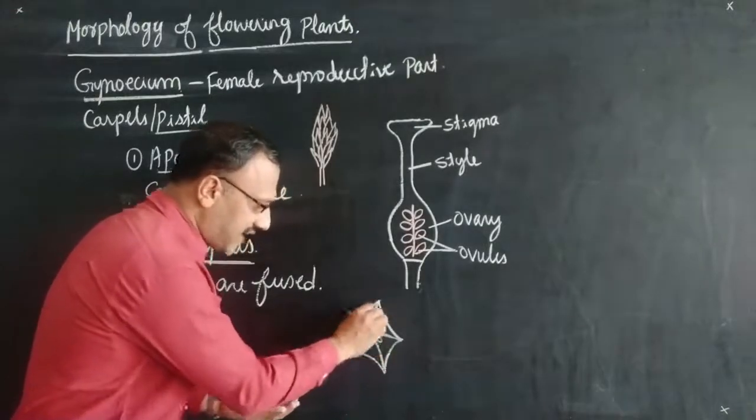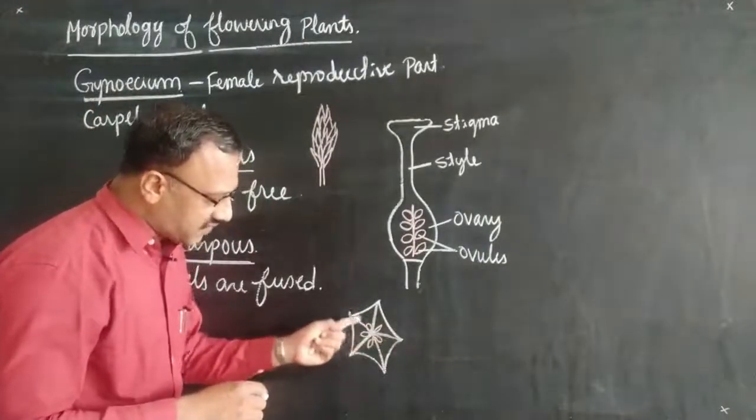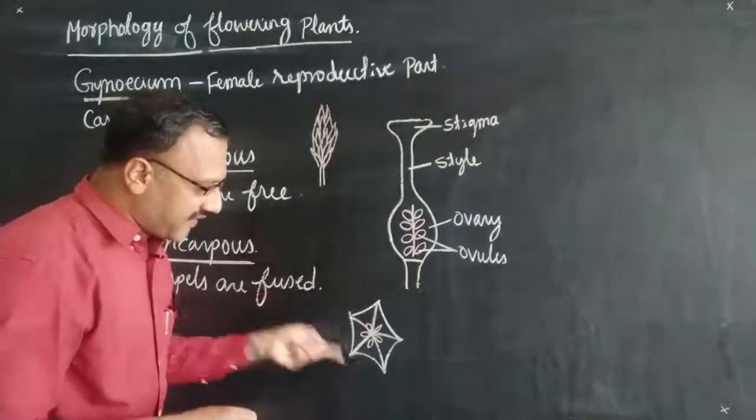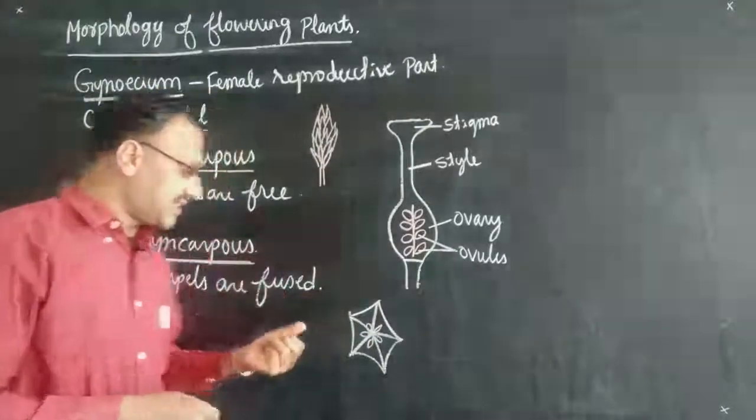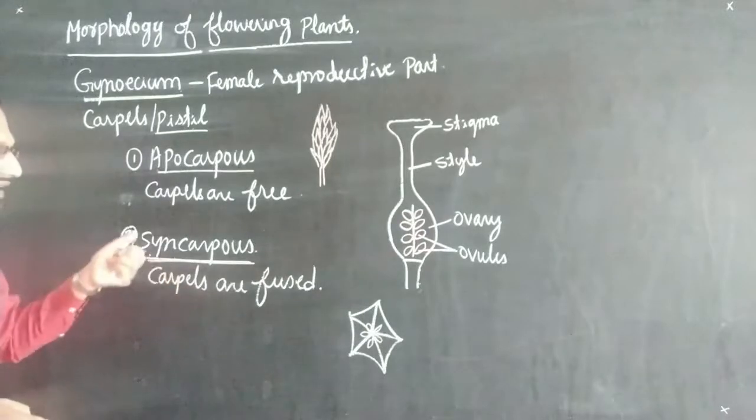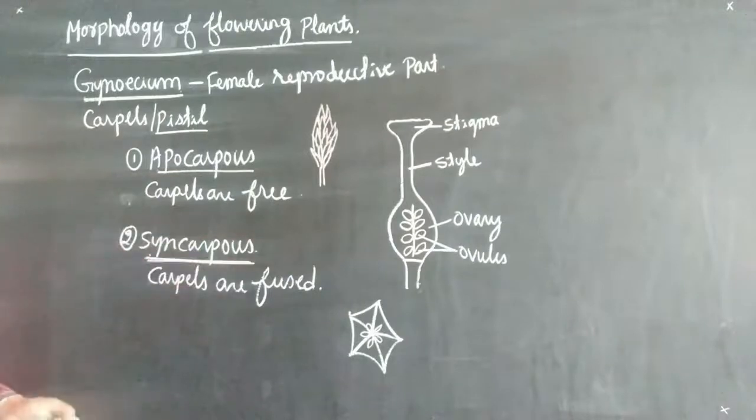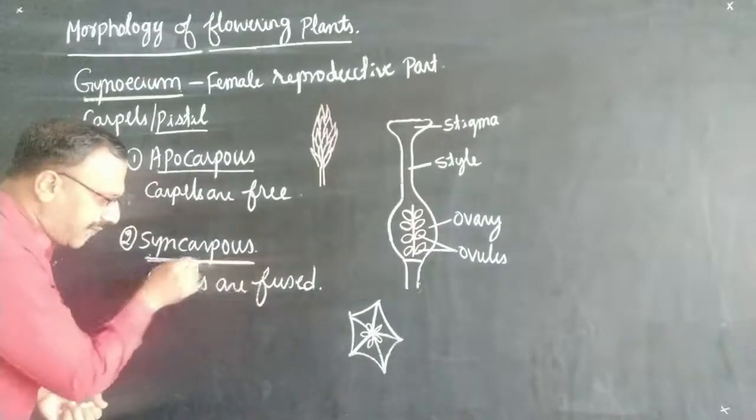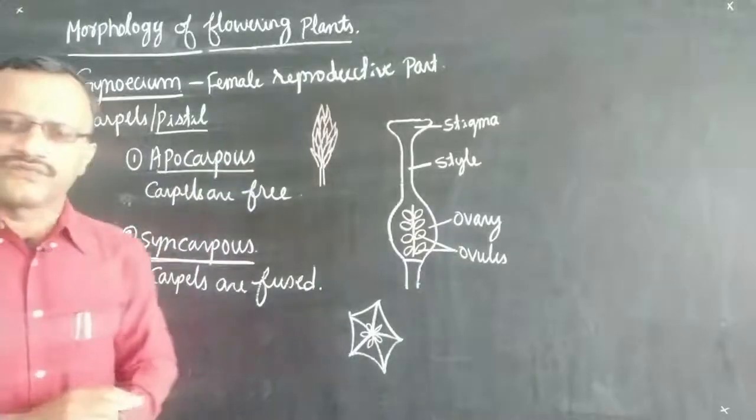So each of these chambers is one carpel, and all these carpels are attached to one another. Because of that, we can form one single fruit, what we call lady's finger. Such a condition where the carpels are fused is called a syncarpous condition. Apocarpous is the condition where the carpels are free.